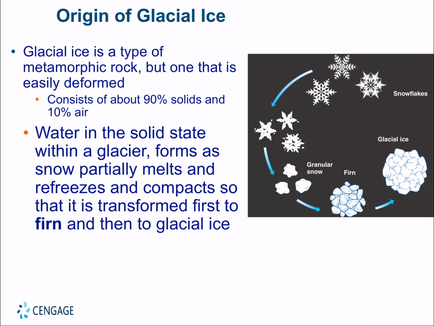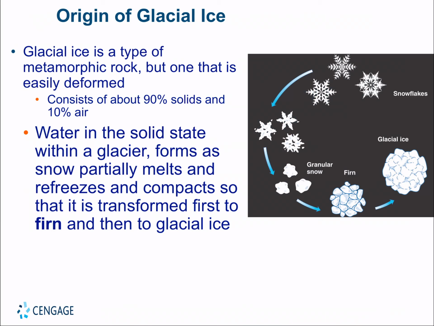So what actually is glacial ice? Okay, if you follow along in this picture on the right, glacial ice is actually a type of metamorphic rock, and I know that might seem surprising. It's a rock that's easily deformed. It consists of about 90% solids and 10% air.